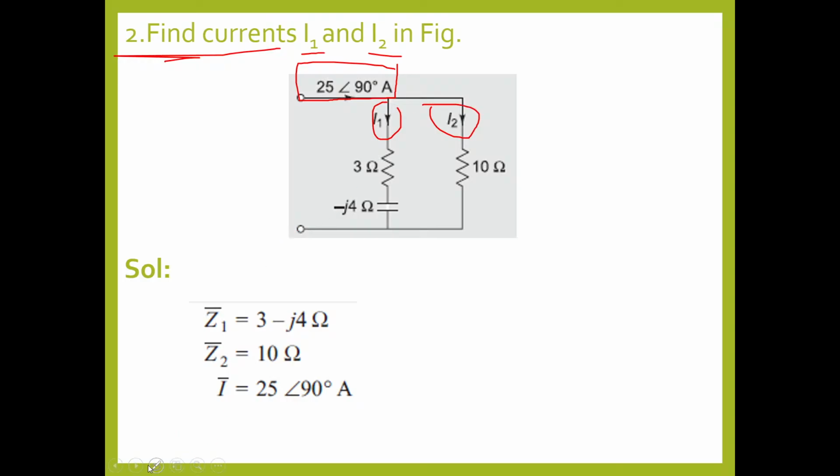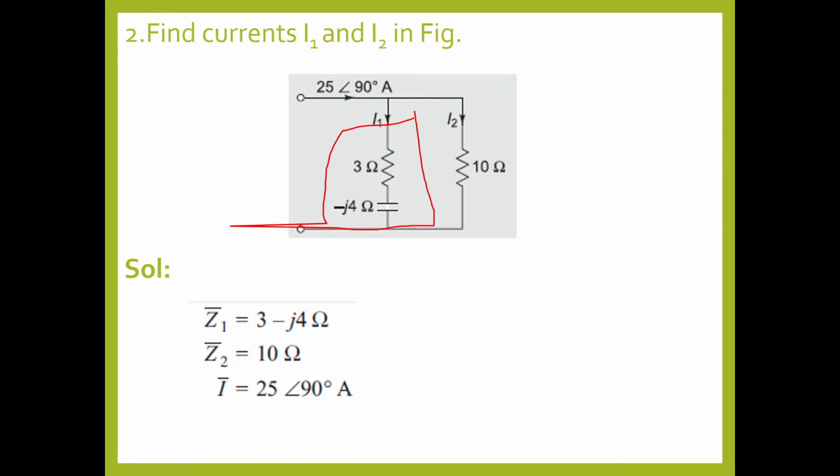So now first of all let us determine the impedance of this line. And what is the impedance? 2 minus j4 ohms is the impedance. And what is the impedance in this other branch? It is 10 ohms.